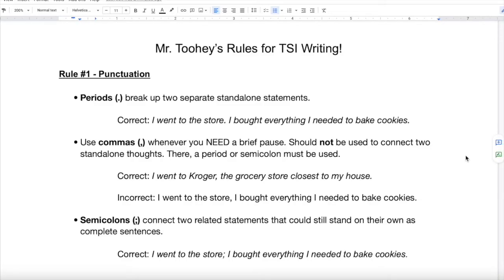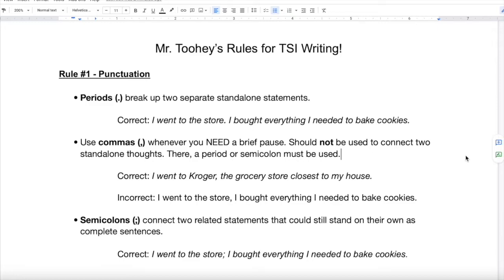Go ahead and read the correct example there, by the way, of a good comma use. I went to Kroger, the grocery store closest to my house. Great. You need a little pause there after that word Kroger, right? Because you have a descriptive phrase that follows Kroger. I went to Kroger, the grocery store closest to my house.